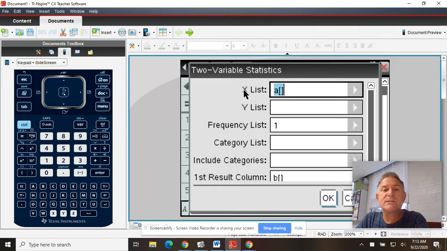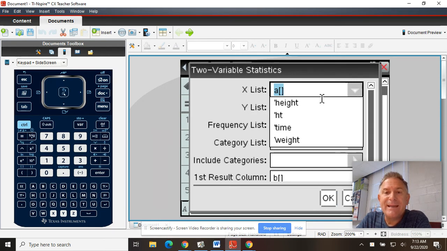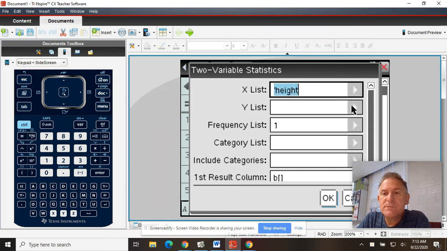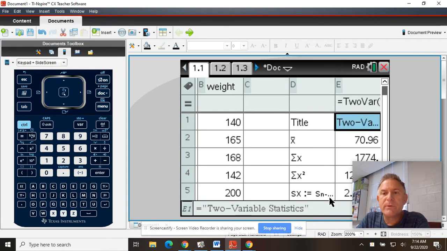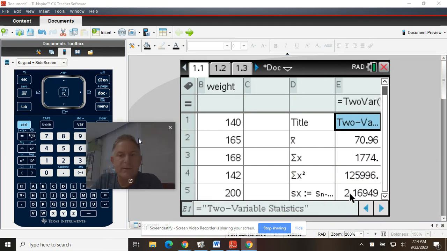Then your calculator is going to ask, what are they? The first one I called height, pick it. The second one I called weight, pick it. Where am I going to put my results? How about column D? I like to leave a blank column. You know that about me. I don't like to crowd stuff in. So let's go ahead and do it. We're going to get some results on here.